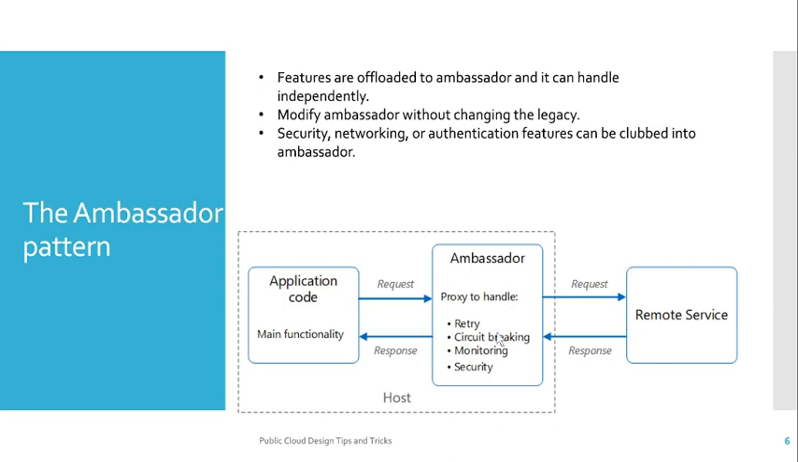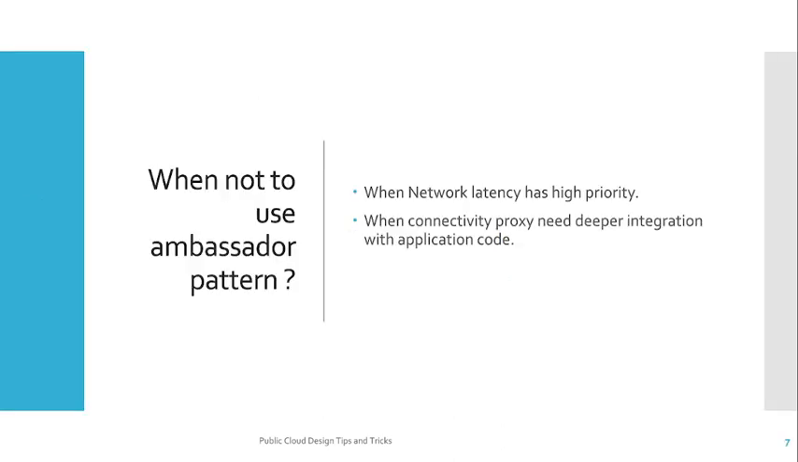You can think of the same diagram in a legacy way. If you have a legacy system and you want to enrich it with a new feature, then inside the ambassador component, you can enrich that particular feature, and then after that you can go to the legacy code. So this is how the ambassador pattern helps you. So the benefits: features are offloaded to the ambassador and it can handle them independently. You can modify the ambassador without changing the legacy. Security, networking, authentication features can be clubbed into a single ambassador. So these are all the features you get by using the ambassador.